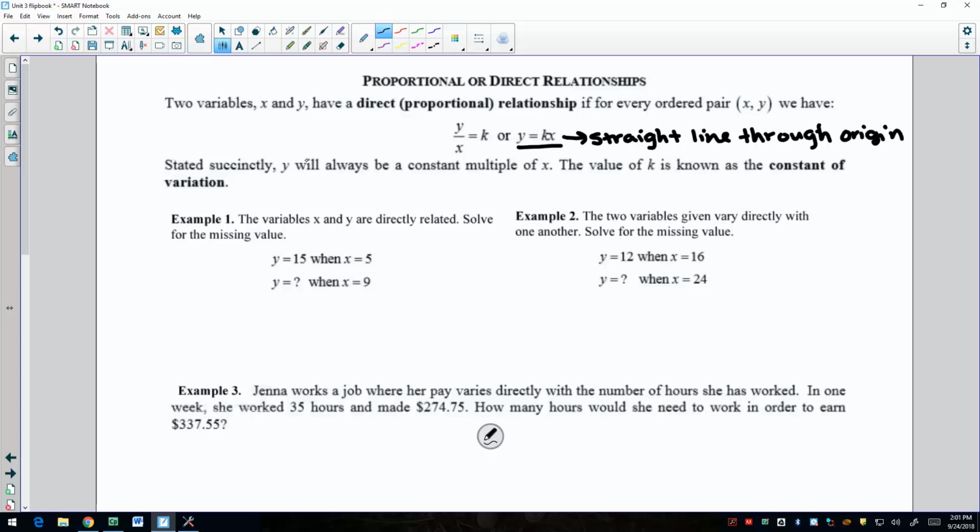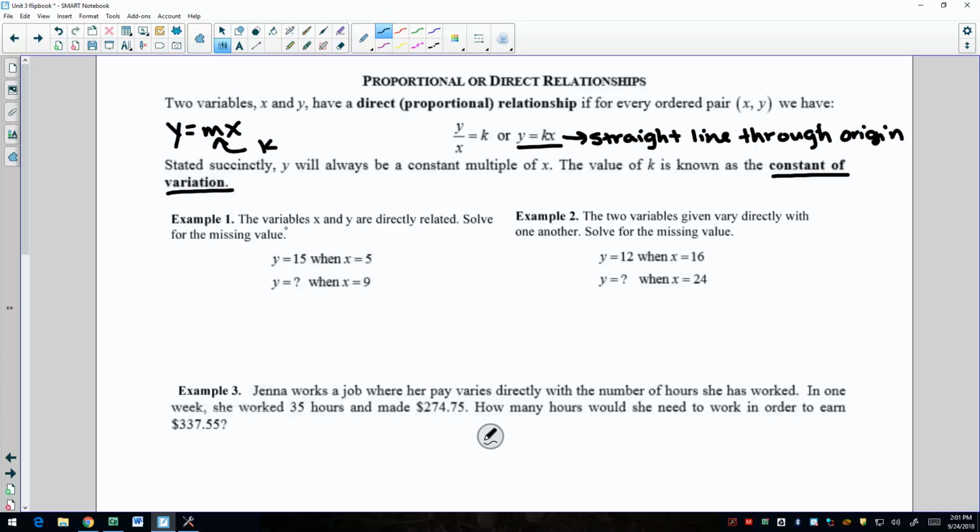K, if you continue reading, is known as the constant of variation. So it is a constant number, similar to the slope in your straight line. K in the past would have been written like this, y equals m times x, but it is now called K. So it is just a number, it is a constant. So we're going to do a few examples where you are given one data point, an x and a y, and you're going to have to find K, the constant, and then use that to find a missing variable, either x or y.